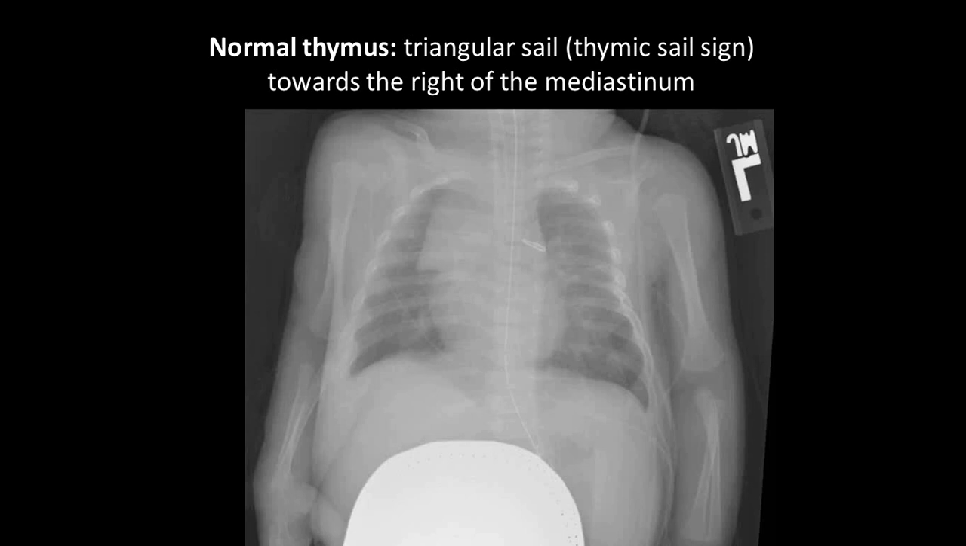We said that it's large in children, right? Because it's involved in the development of the immune system. But in adults, it's atrophied. So when we see this configuration in a small kid, we should know that this is normal. So this is a normal thymus, which has this triangular shape, called the thymic sail sign. In this case, it's slightly deviated toward the right mediastinum, but it's still considered normal.